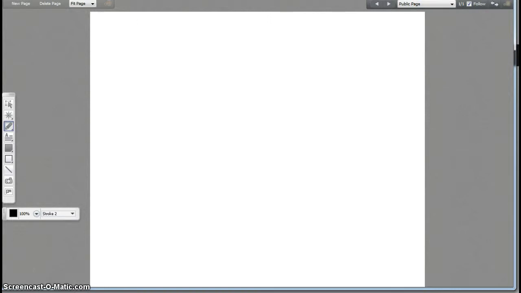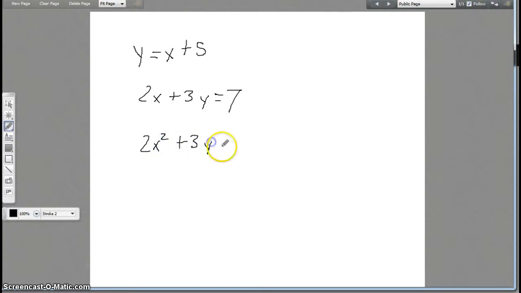So remember, linear equations are first degree, like y equals x plus 5, or 2x plus 3y equals 7. These are linear equations. Our variables are present only in the first degree. Graphs of linear equations are always going to be a straight line. Quadratic equations are always going to be curved. So if we have 2x squared plus 3y equals 7, that's going to be a curve. 2x plus 3y equals 7, that's a straight line.